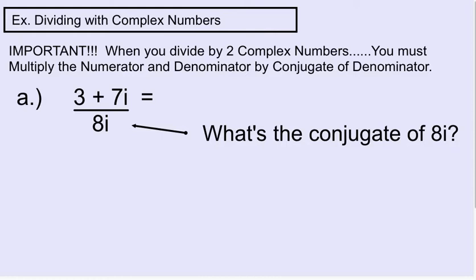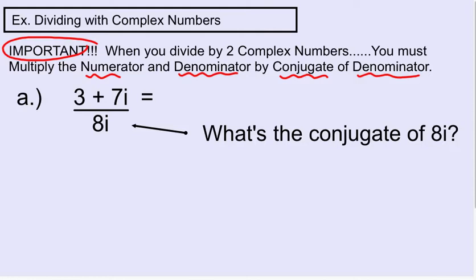Please make sure you write down this important piece. When you divide two complex numbers, you must multiply the numerator and the denominator by the conjugate of the denominator. Take your time and write that down, please. So first example, 3 plus 7i divided by 8i.